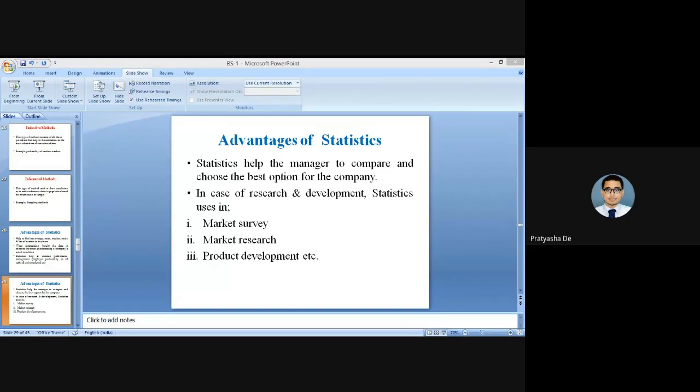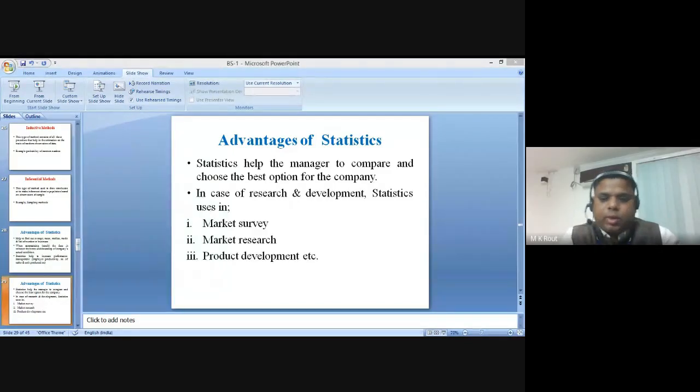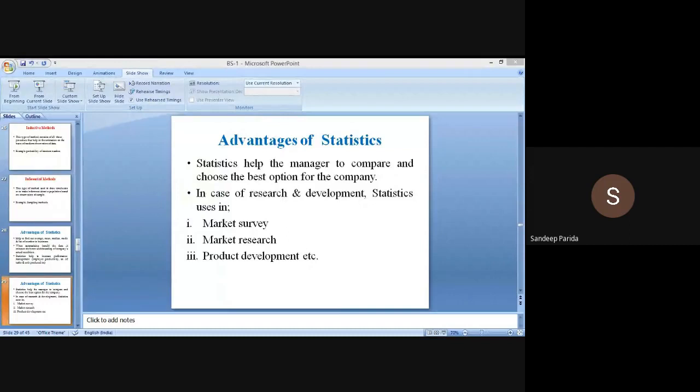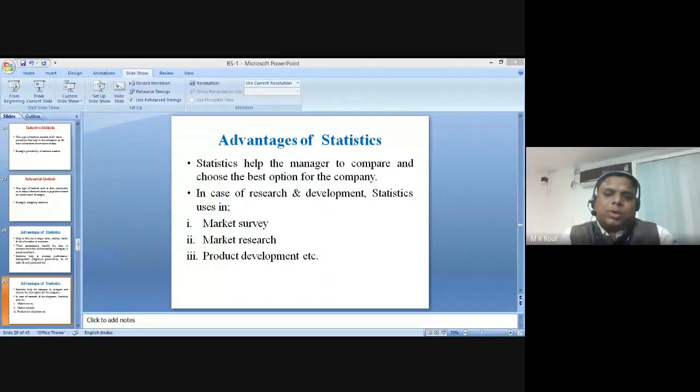Okay, thank you, sir. Any question from your side? Anyone? Sir, notes. In case of numerical, there are no notes, so I will provide the particular formulas. For this class and the day after, I will provide the PPT only, for understanding the concept of statistics as well as quantitative techniques. Okay, sir.